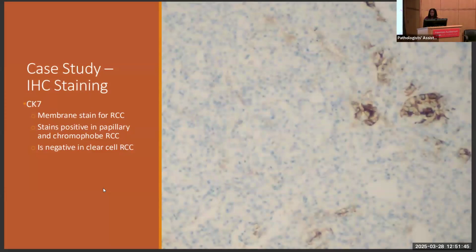CK7 is also a membrane stain that is negative for clear cell carcinomas. It stains positive in papillary and chromophobe types. The brown pigmentation here is a false positive, and the blue pale dots are just the counterstain that the nuclei are picking up.